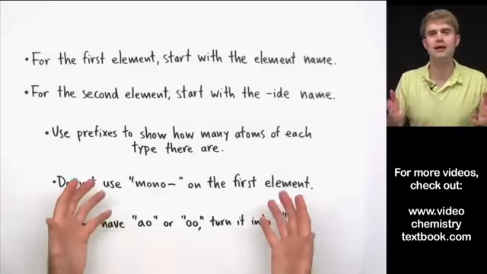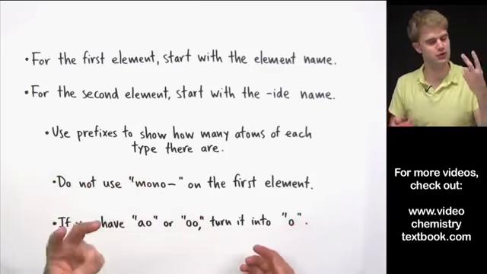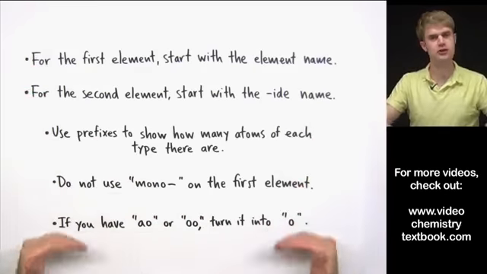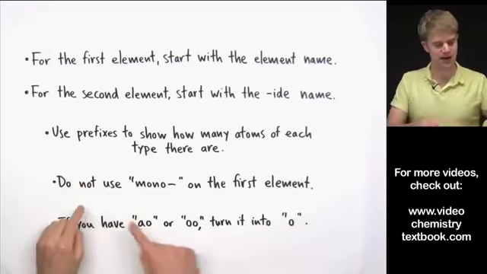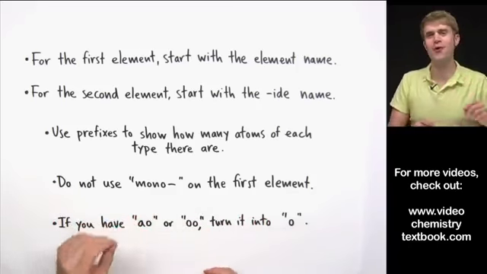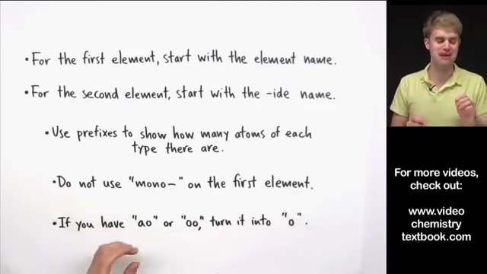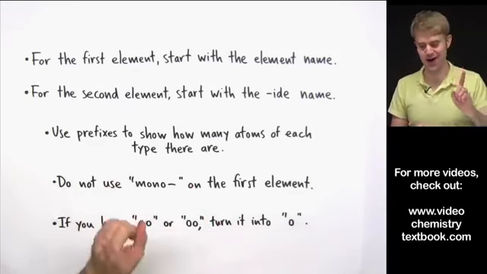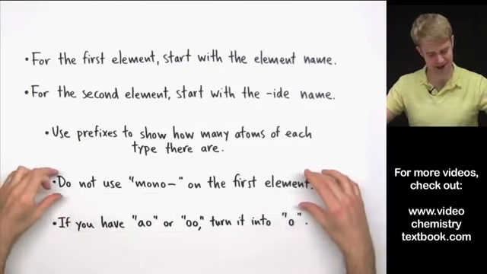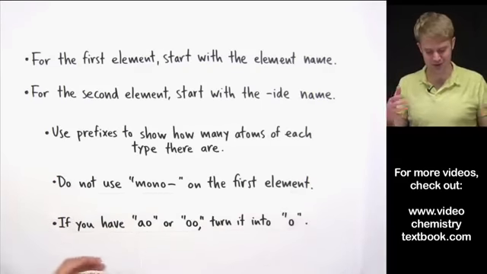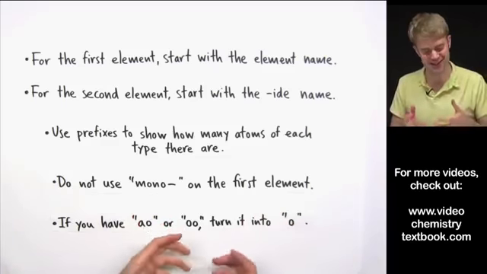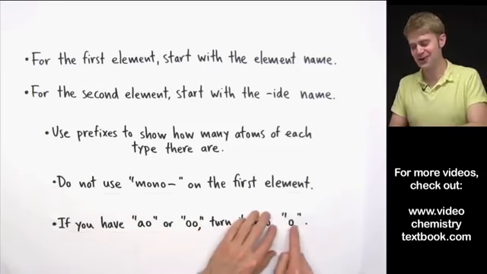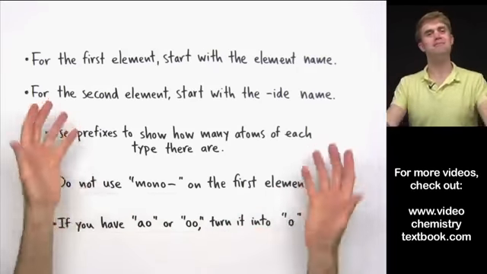So here's how we name covalent or molecular compounds with 2 nonmetals. We just follow each of these steps. One thing to keep in mind, this mono for the first element really confuses a lot of people. So remember not to use mono if there's just one of the first element. Try to prevent yourself from writing names that have really awkward pronunciations with AO or OO. Turn it into O. Keep these things in mind. You should be all set.